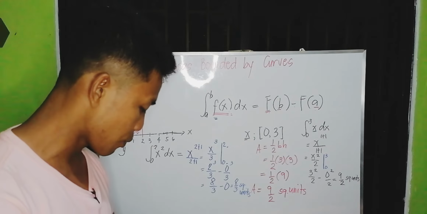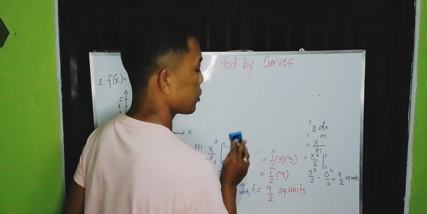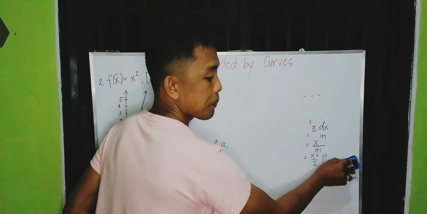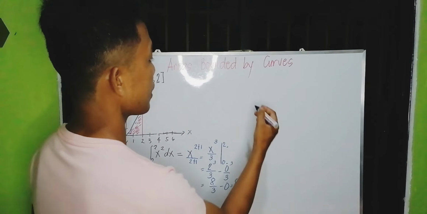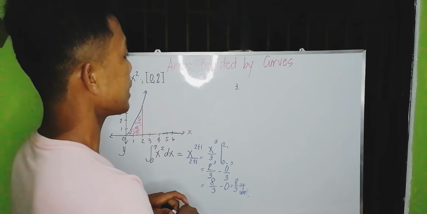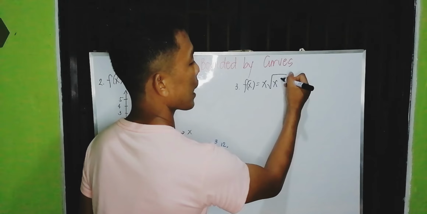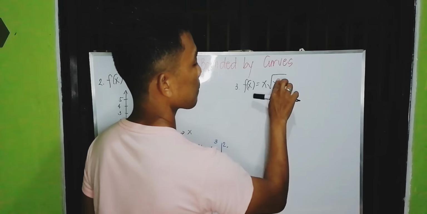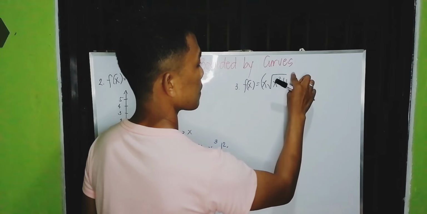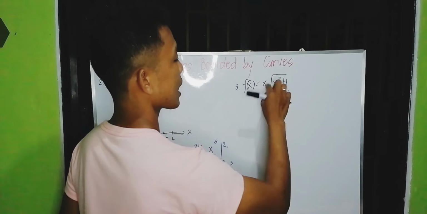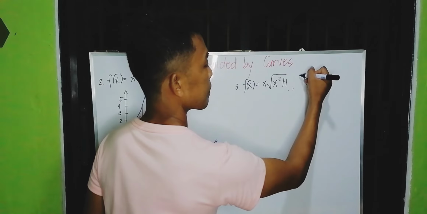This is the second one. Now, etong example ko, pwede nyong i-graph sa cellphone ninyo kung meron kayong mga applications na magso-support ng ating function given. Sige. This is example number 3. Suppose the function is given by f of x is equal to x times the square root of x squared plus 1, from 1 to 4. Okay, wag na natin damihan, baka hindi na kayanin.